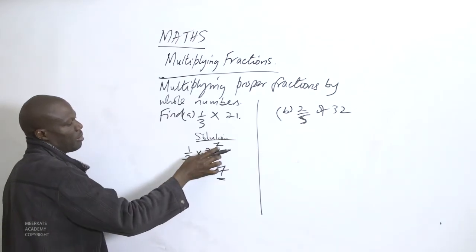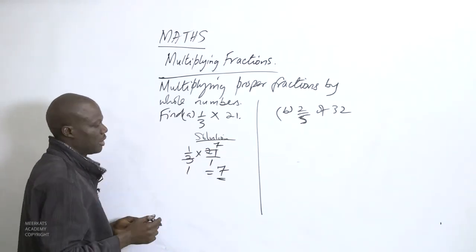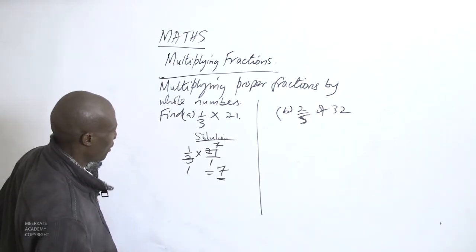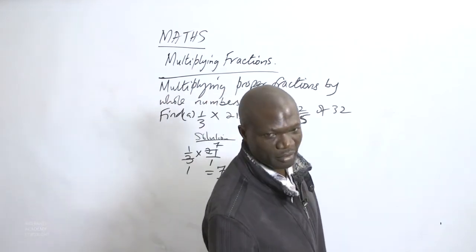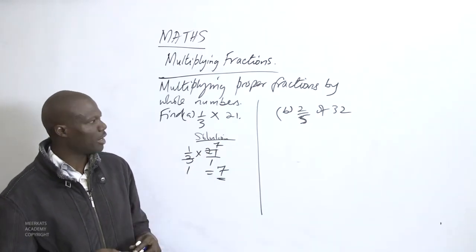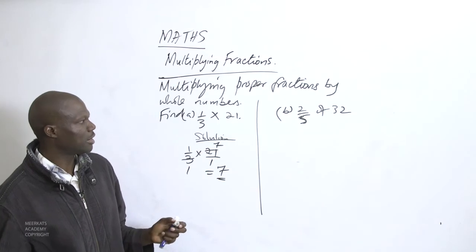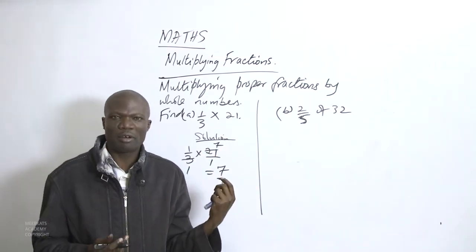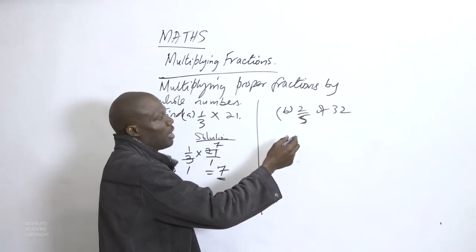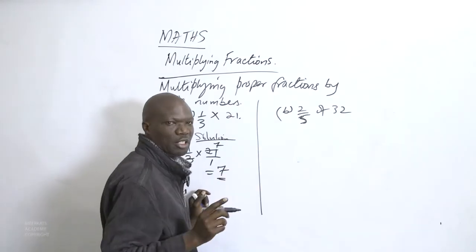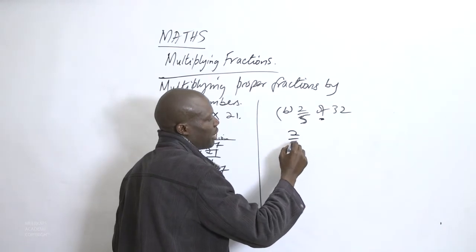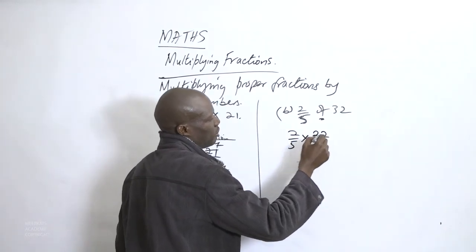So take note that a whole number can be written as a fraction by introducing the denominator of 1. So let us look at the other. In this case, again, we have a whole number and a proper fraction, but we don't have a times sign, but instead we are saying 2 over 5 of 32. As we said earlier on, the word of simply means multiplication. So this is the same as 2 over 5 times 32.